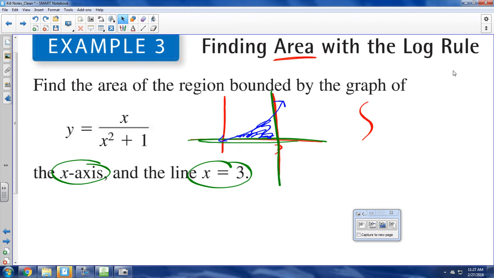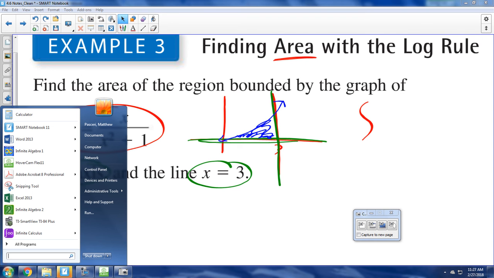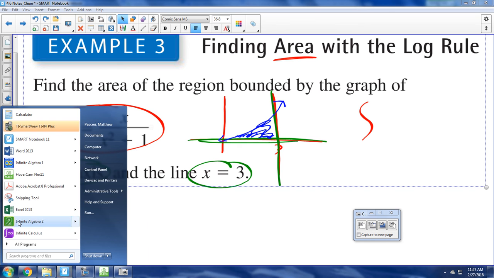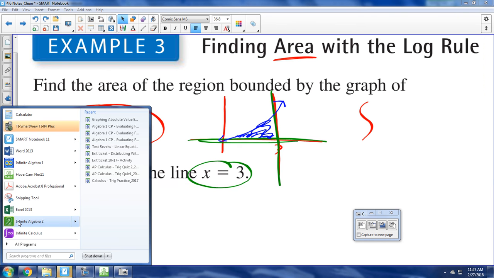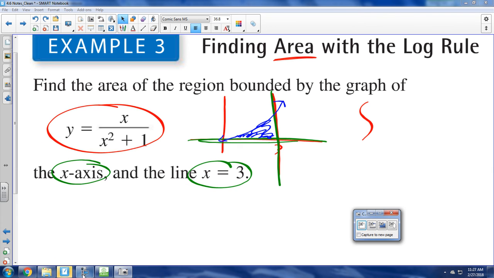All right, so we're finding the area of this region. We know that the area of the region is really just the integral. So I guess we should graph this function before we're too certain. Let's pull a graphing calculator out and take a look at what this thing looks like. Graphing calculator here. So it's x over x squared plus 1.